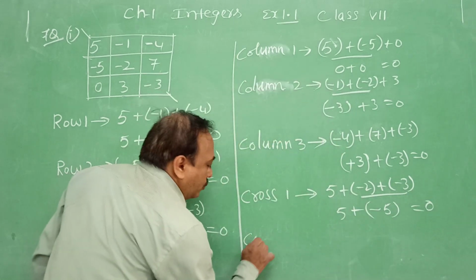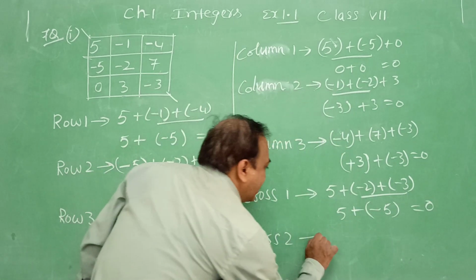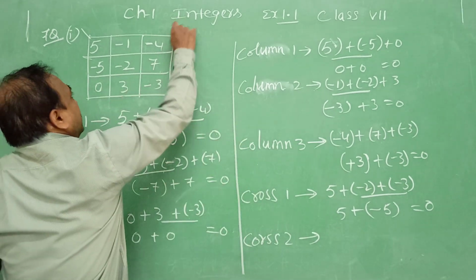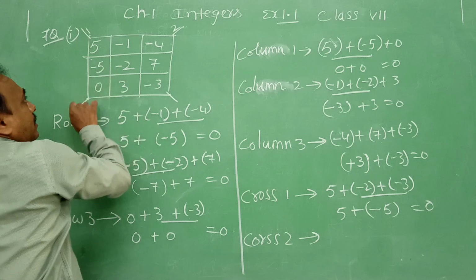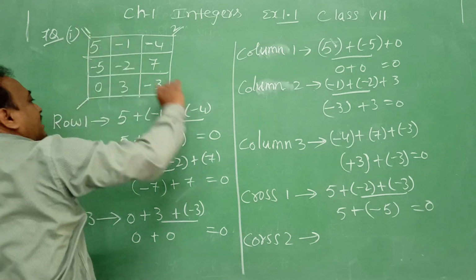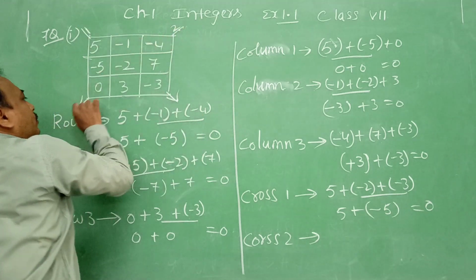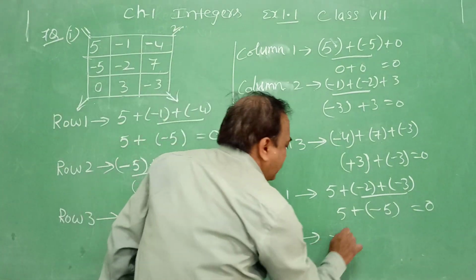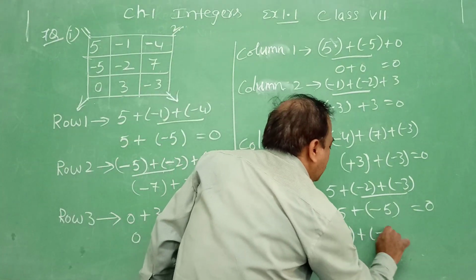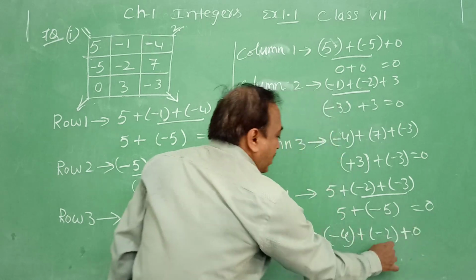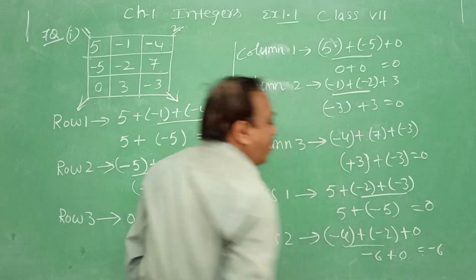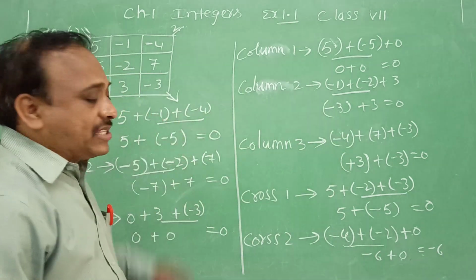Then cross 2. Cross 2 means diagonal 2. So this is diagonal 2, this is 2, this is 1 in this direction. Minus 4 minus 2 0. So minus 4 plus minus 2 plus 0 will give you minus 6 plus 0, which is equal to minus 6. But is it a magic square?